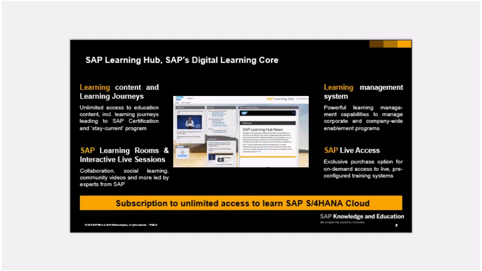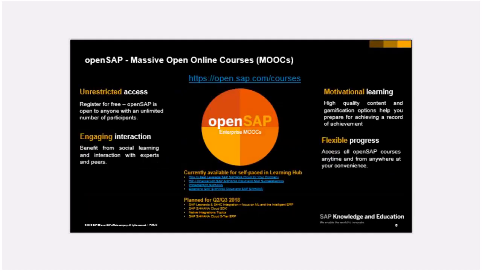So I talked a little bit about learning rooms and live sessions, which I'll demonstrate later, and then live access is your access to actual systems based on purchase of contingents. I think we all know what OpenSAP is. It's unrestricted access. Currently, we have 4 OpenSAP courses that are specifically geared towards S/4HANA Cloud. One of the second latest courses was how to best leverage your S/4HANA Cloud for your company.